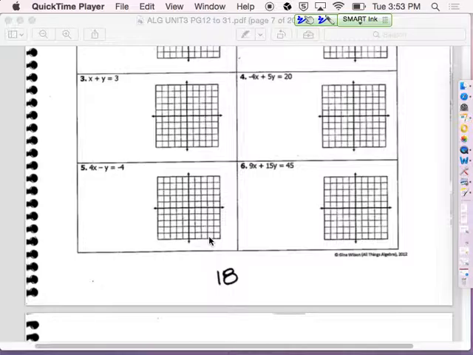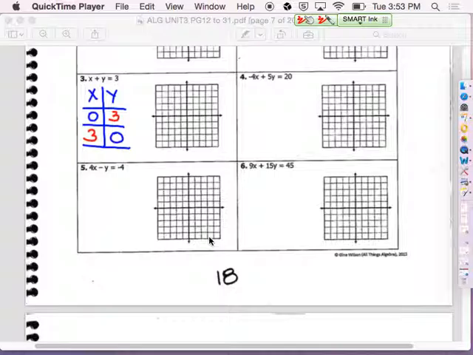Let's look at number 3. Well, the coefficient for each of these is 1 in number 3. So if I make my little T-chart, if I let x become 0, then I let y become 0. If x is 0, then all that remains is y equaling 3. And if y is 0, all that remains is that x equals 3. So I plot my points. My first is the point 0, 3. And then my second is the point 3, 0.